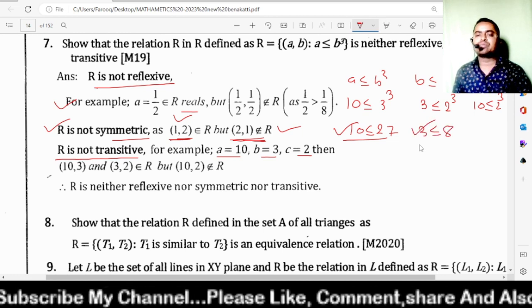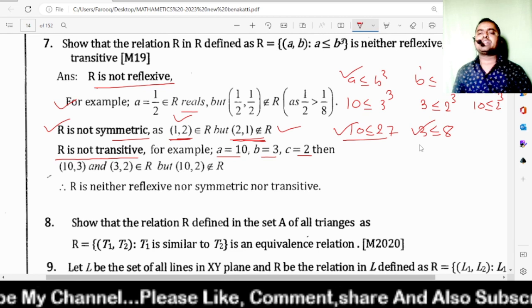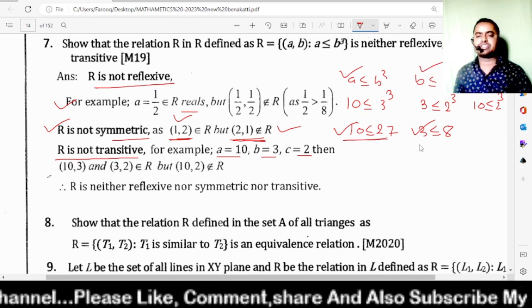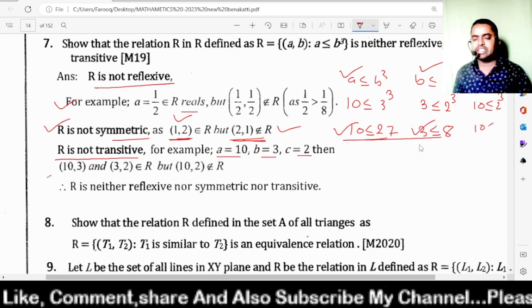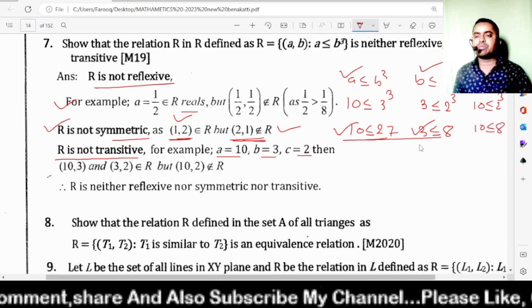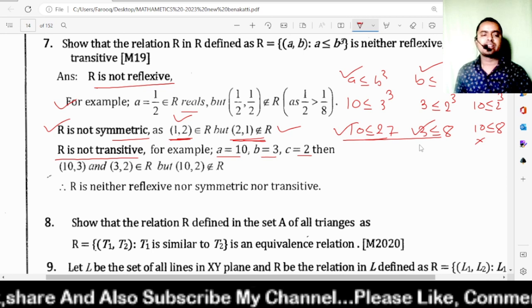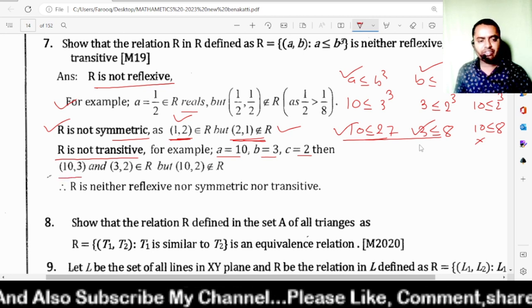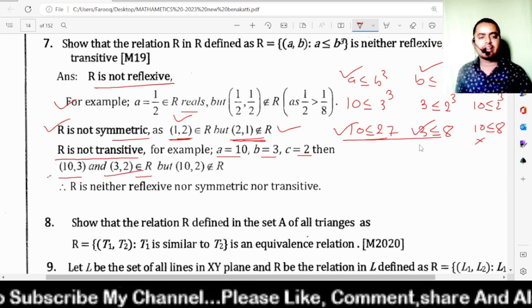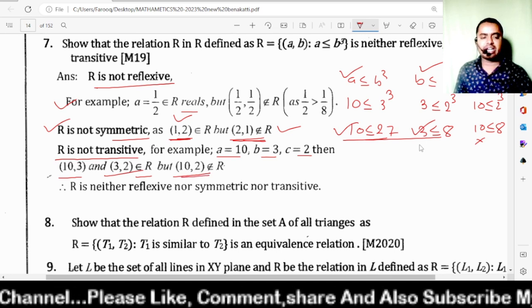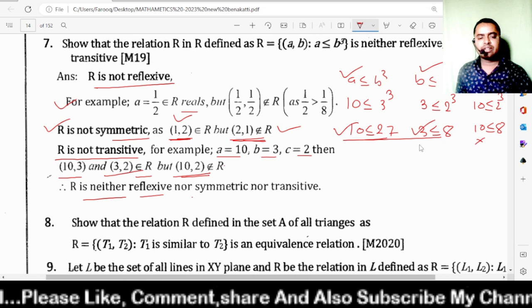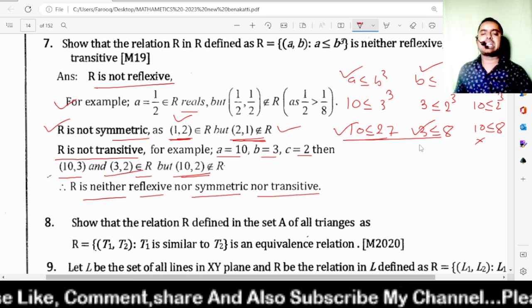It is also true. A is less than or equal to B cube, and B is less than or equal to C cube. These two conditions are true. But A is less than or equal to C cube, that is 10 is less than or equal to 8, since 2 cube means 8. This condition is false. Therefore, 10 comma 3 and 3 comma 2 belong to the relation R, but 10 comma 2 does not belong to R. Therefore, R is neither reflexive nor symmetric nor transitive.